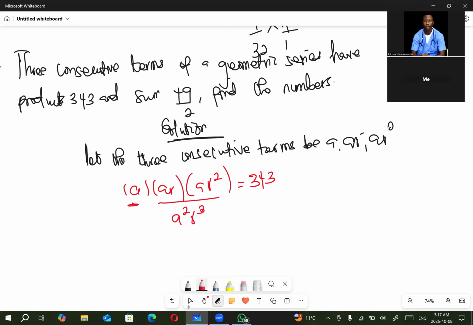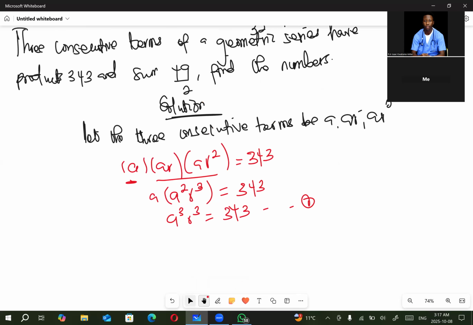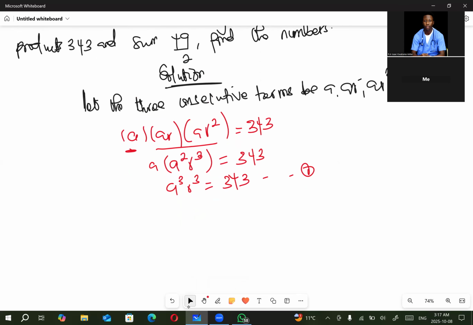Remember now A will come because 343. So you have A cubed R cubed equals 343. Yes.